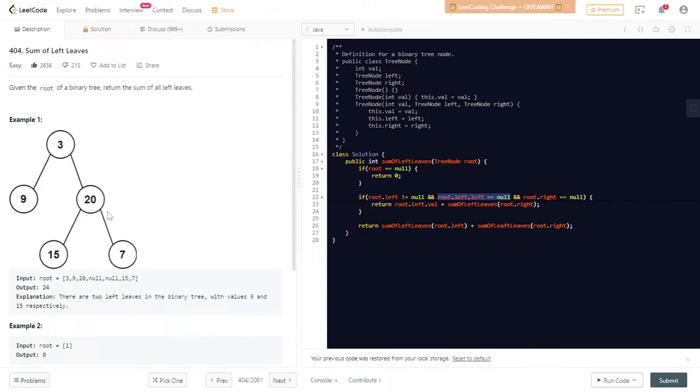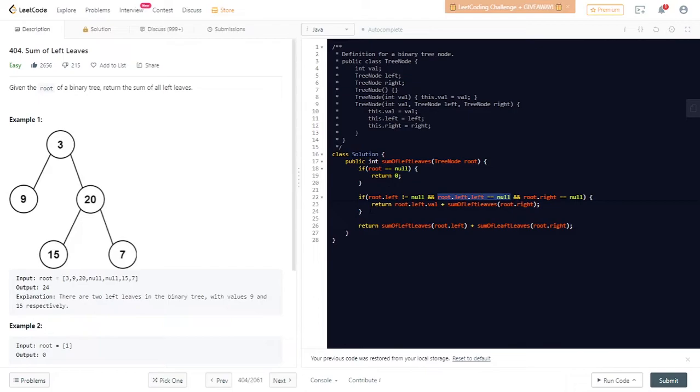If root dot right is equal to null, then we will be returning. We have 20 here, but if there was no node provided here, we would have root dot right equal to null. If this is the case, then we would be returning root dot left dot val, that is, at the left part of the subtree we have the value 9, plus sum of the left leaves root dot right. So we are recursively calling the function again on the right subtree.